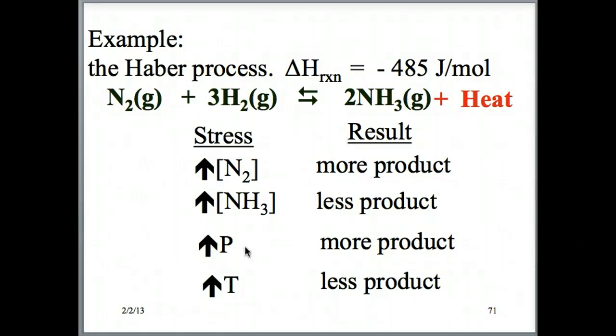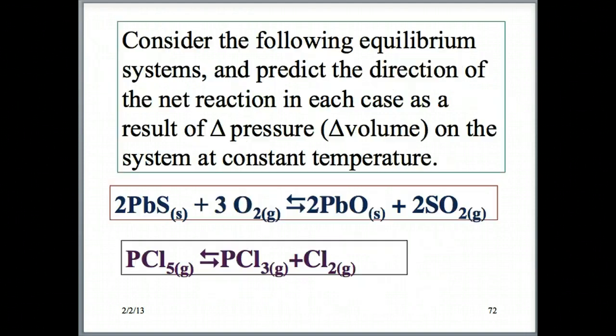Again, why do you get more product from high pressure? Because you have 4 moles of gas versus 2 moles. When you add pressure, when you compress it via maybe a piston, the reaction will shift to make fewer moles of gas. So you'll actually make more product.